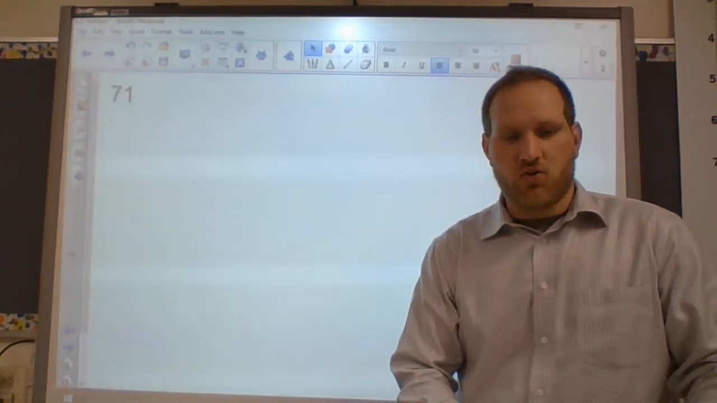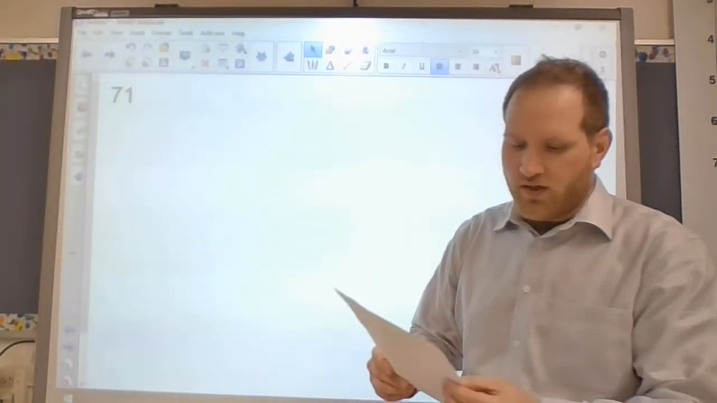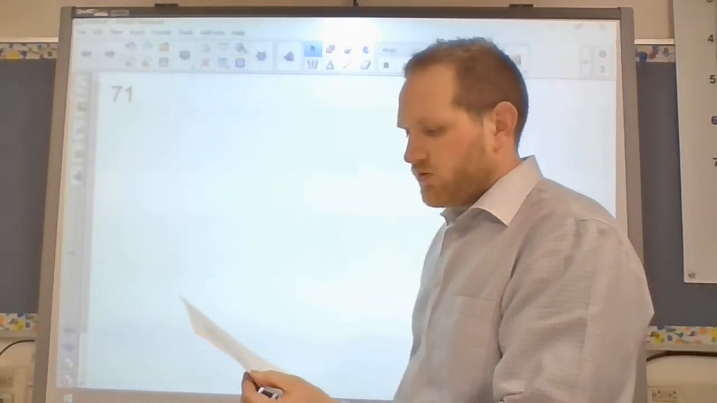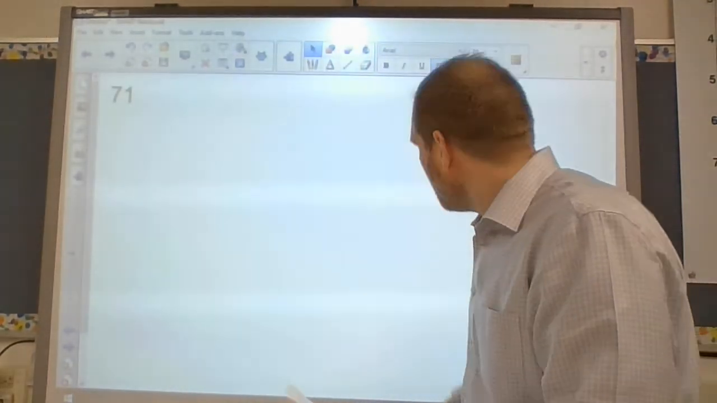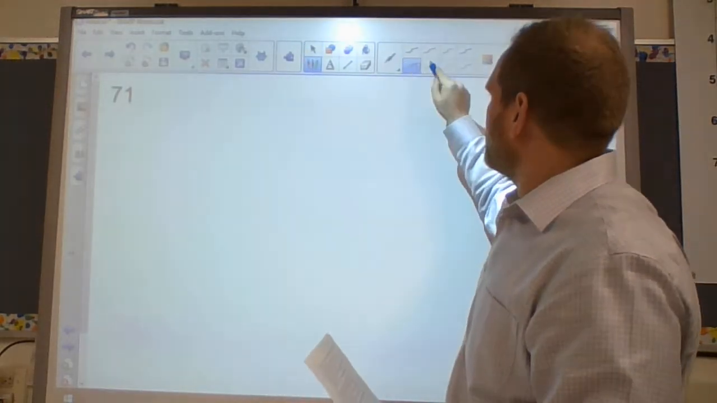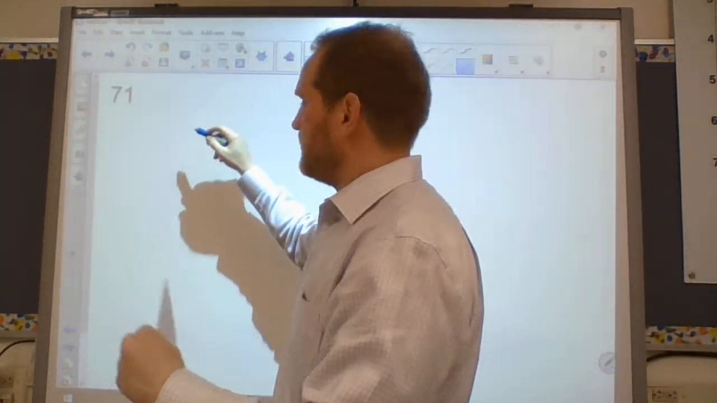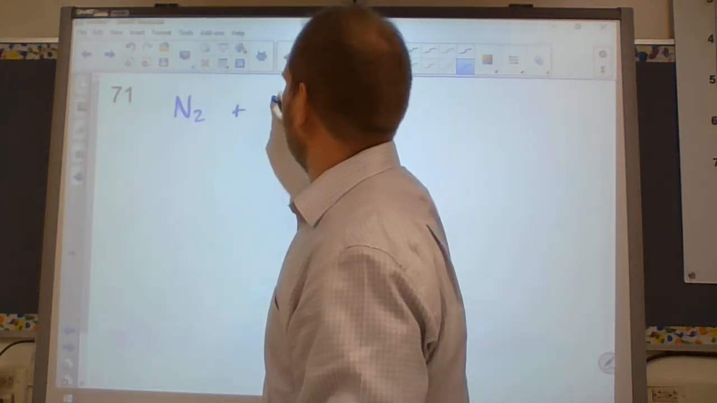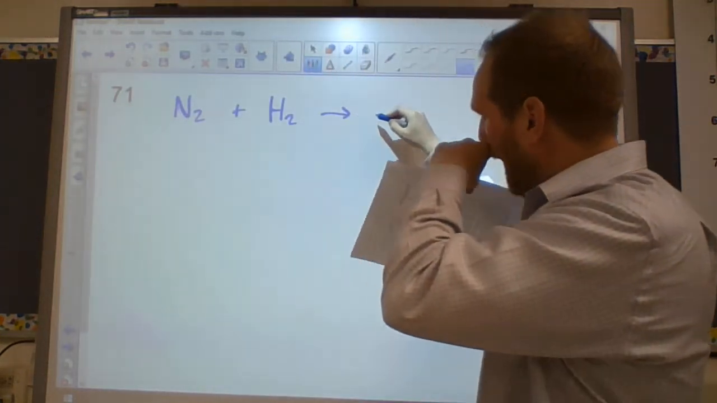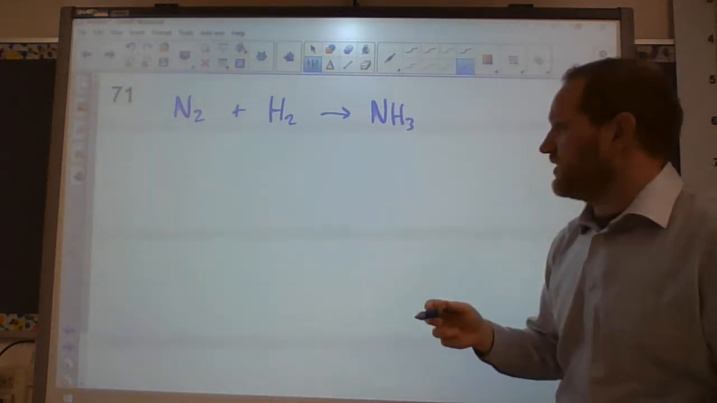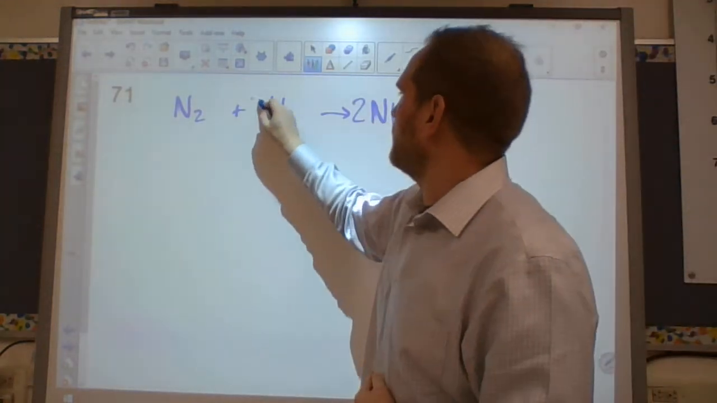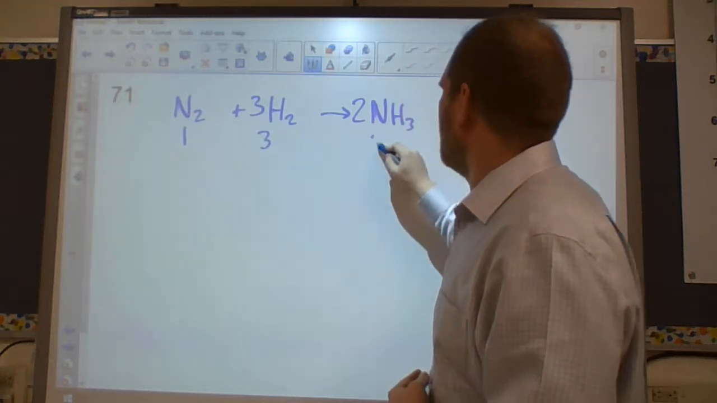All right, this is part 2, starting at number 71. So, how many grams of N2 are required to react with 100 grams of H2, according to this equation? A little bit of classic stoichiometry. It gives us N2 plus H2 yields NH3. Very common equation in chemistry. There's a 2 there and a 3 there, giving us a 1 to 3 to 2 ratio.